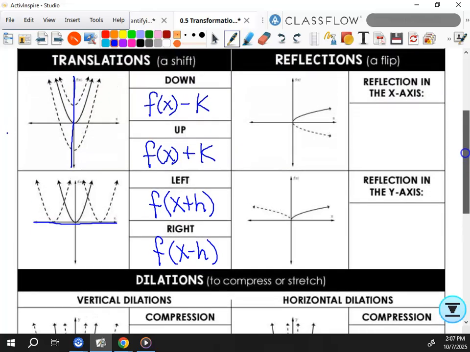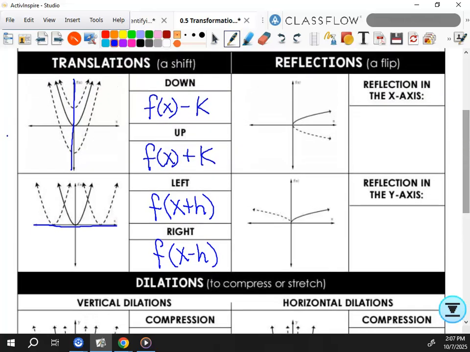All right, when we talk about reflections, if I have a point right here, which we can call (x, y), if I reflect it and it ends up right here, what changes, the x value or the y value? The y. This would be (x, negative y), right? So if I change the sign on y, that's a reflection in the x-axis. So y is my f of x. If I change the sign on that, that's out here.